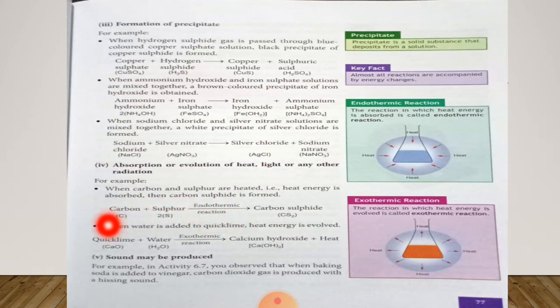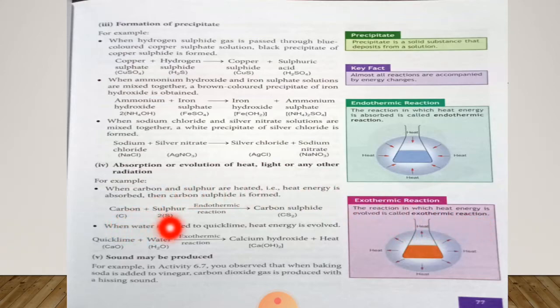And the second reaction, when water is added to quicklime, meaning calcium oxide, heat energy is evolved. So here you can see that quicklime reacts with water and forms calcium hydroxide, and heat is evolved in this reaction. So this reaction is an exothermic reaction. Here you can read about the exothermic reaction. The reaction in which heat energy is evolved is called exothermic reaction.